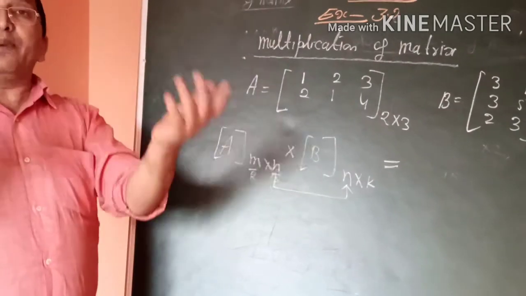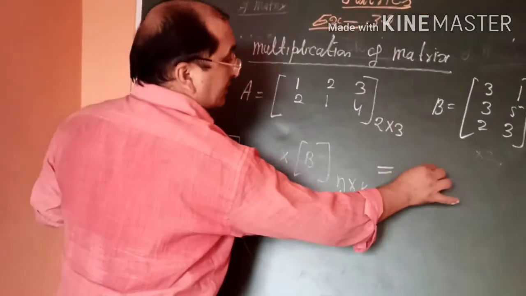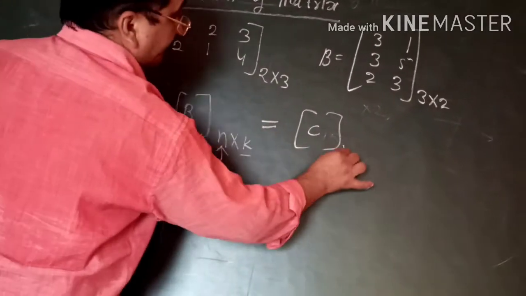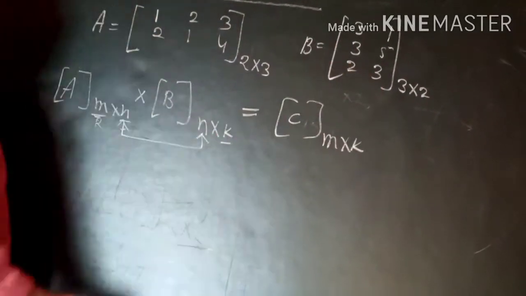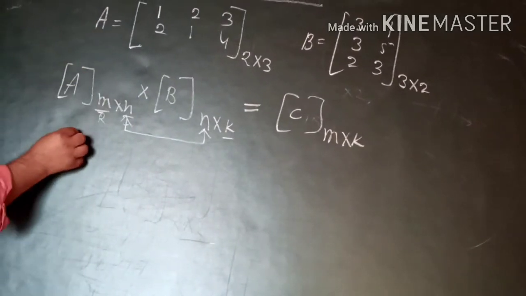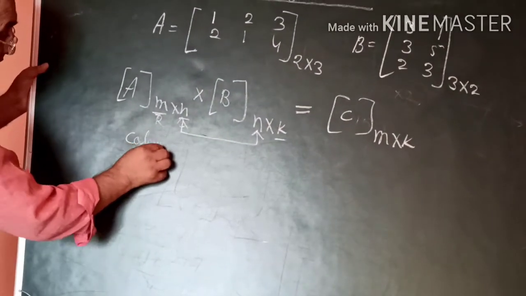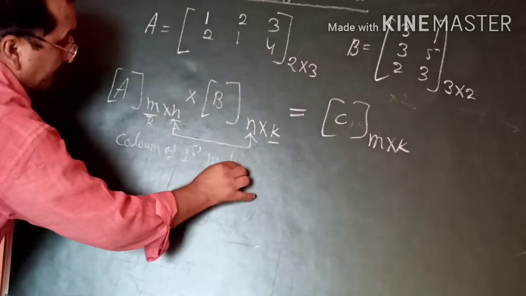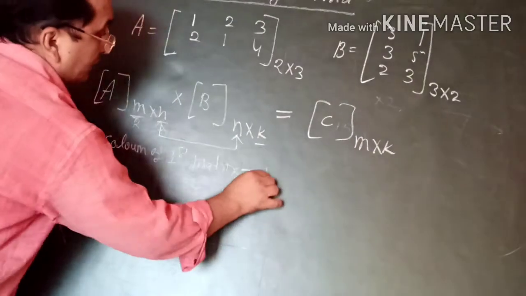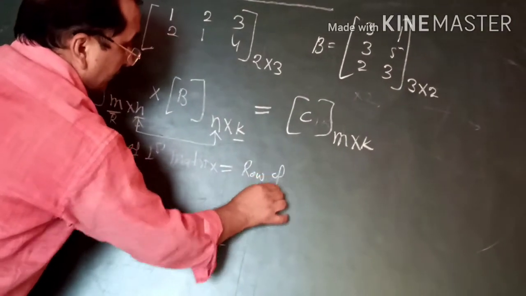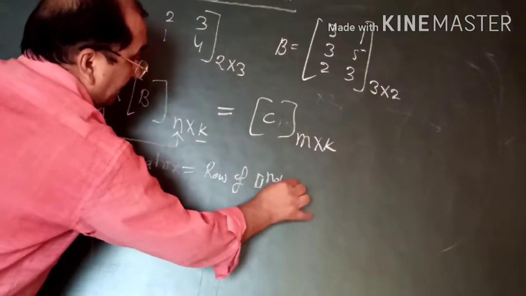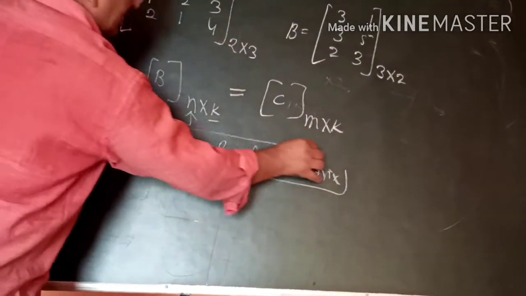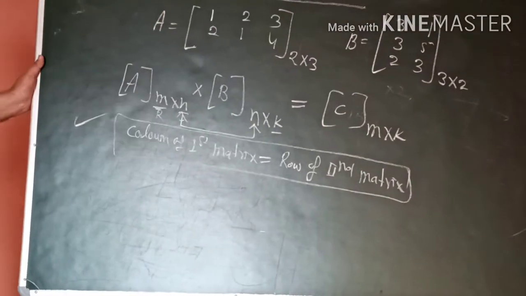And whatever new matrix comes from multiplying these two matrices, suppose C, its order will be m cross k. The columns of the first matrix must equal the rows of the second matrix, then multiplication is possible, otherwise not.